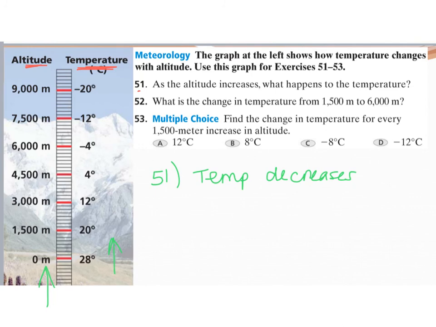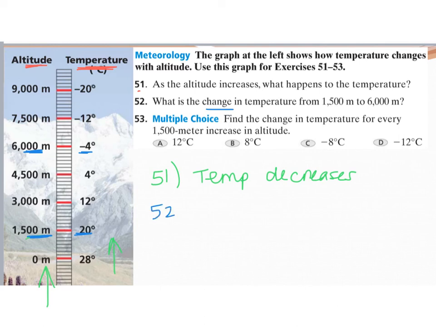Then for 52, it says, what is the change in temperature from 1,500 meters to 6,000 meters? Well, 1,500 meters is right here, and let's change our color. So 1,500 meters is right here, and we can say that that's 20 degrees Celsius. And when we get up to 6,000 meters, 6,000 meters is right here, and 6,000 meters is at a negative 4. So it says, what is the change in temperature? So we want to look at subtracting.